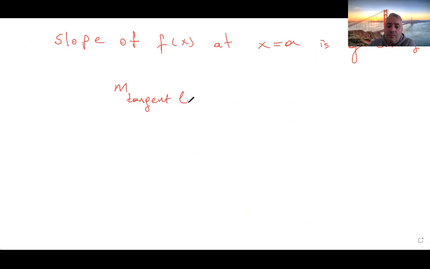The second thing, which is very important, a crucial thing, is this: the slope of f of x at x equals a, the slope of the tangent line, is given by f prime at a. So if you want to write the equation of the tangent line to the given function at a given point, the slope is equal to the first derivative at that point.